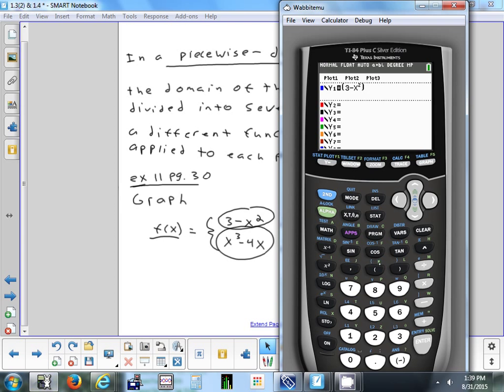Okay, so put another parenthesis, put x, and then you press second math. That's how you get to your inequality symbols. And the fifth one down is less than 1. Okay, now do the same thing. Type in the second one. Put it in parentheses. X cubed minus 4x. And that one's when x is greater than or equal to 1.